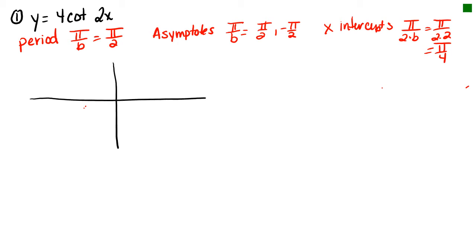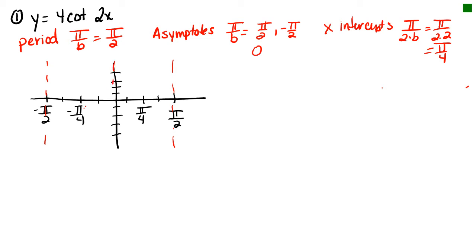We're going to graph just 2 periods. We're going to go out to pi halves, out to negative pi halves. This is negative pi fourths, pi fourths. We'll give a little halfway points for the A, which is at 4. We'll draw our asymptotes here and here. Oh, we got to draw one at 0 too.